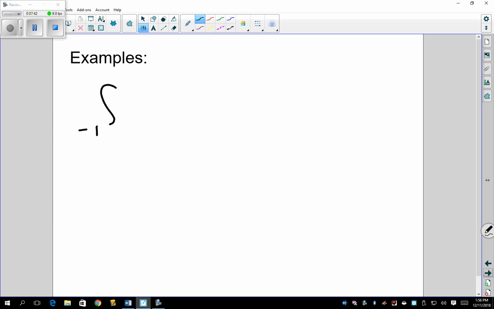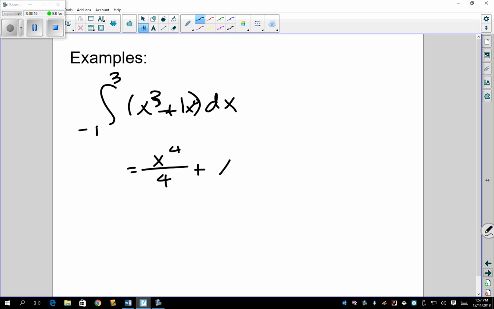So -1 to 3, x cubed plus 1 dx. The first thing I need to do is evaluate this integral, and I need to find the antiderivative first. I'm just going to use my power rule for x cubed, so this becomes x to the 4th over 4. And then the integral of 1, this is technically x to the 0 power, so I add 1 and divide by 1, and I actually just get x.